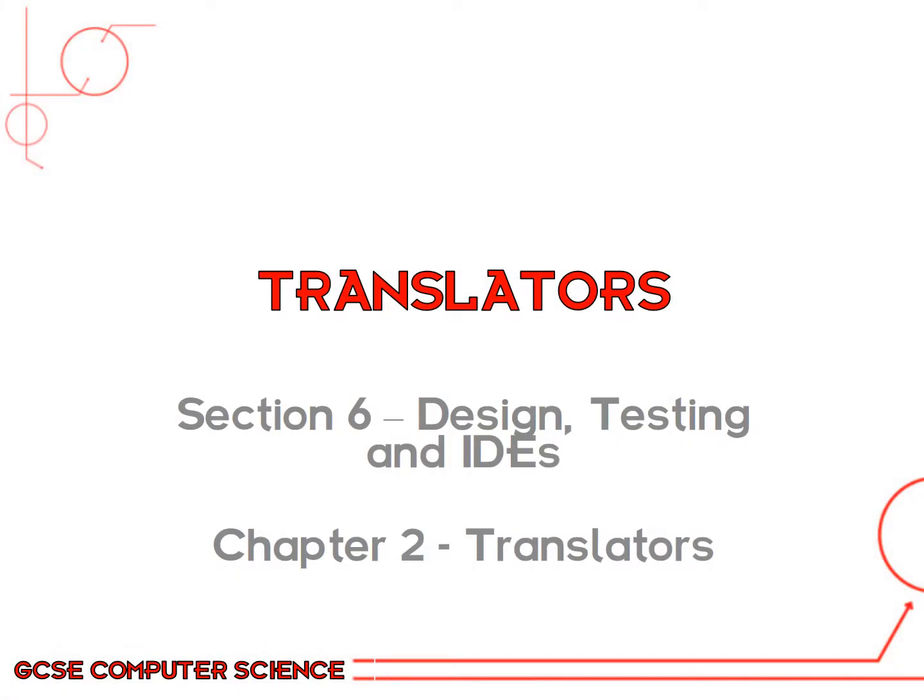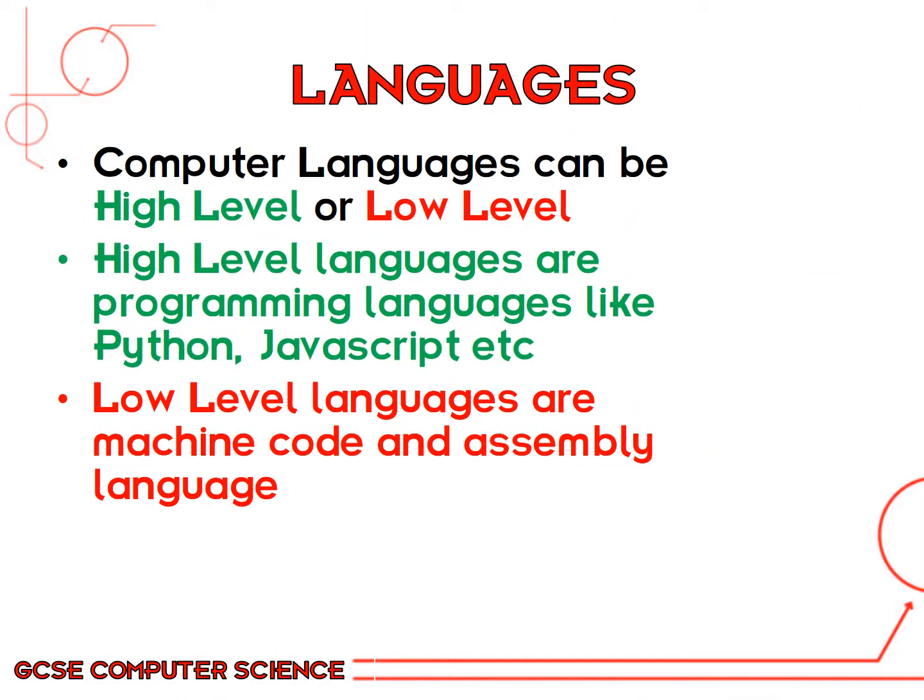This is a video about translators. In computer science, we can have high-level or low-level languages. High-level languages are like programming languages that you'd probably use during your course, like Python and JavaScript. Low-level languages are machine code and assembly language.